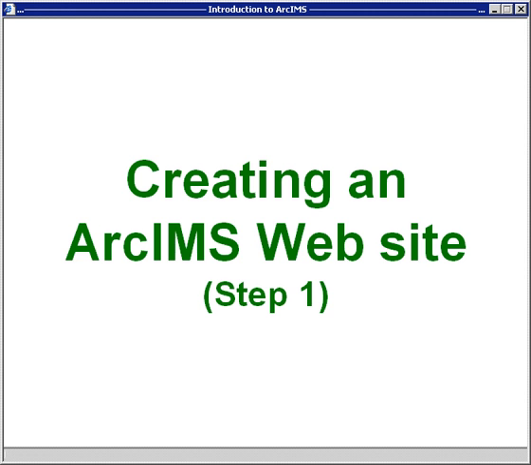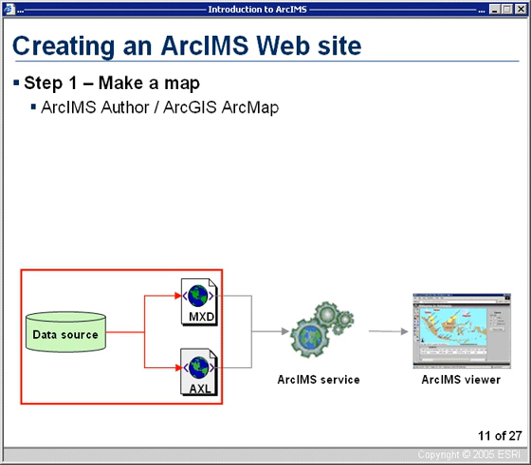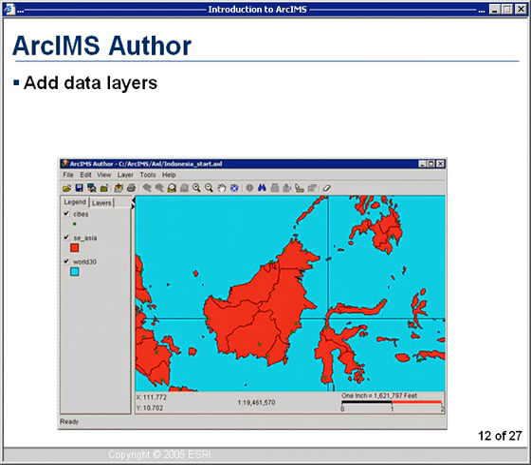Let's get started with the process of making an ArcIMS website. The first step is to make a map. I can do this in one of two applications, ArcIMS Author or ArcGIS ArcMap. First, let's look at ArcIMS Author. This application comes with ArcIMS and is used for defining the content and rendering for a service.